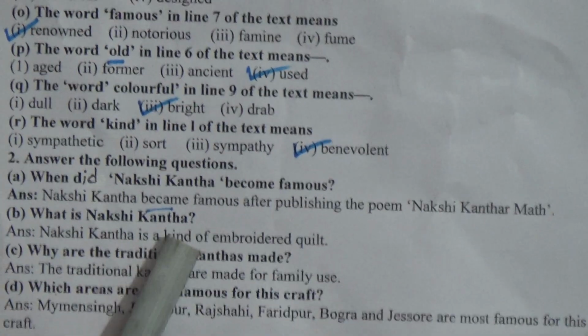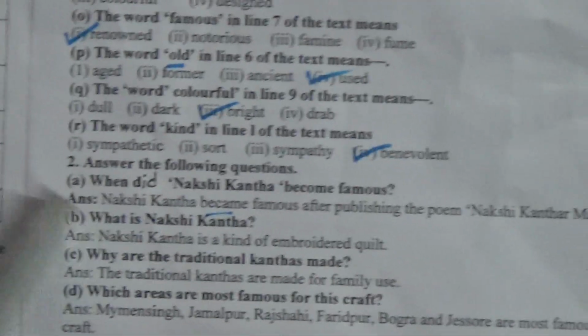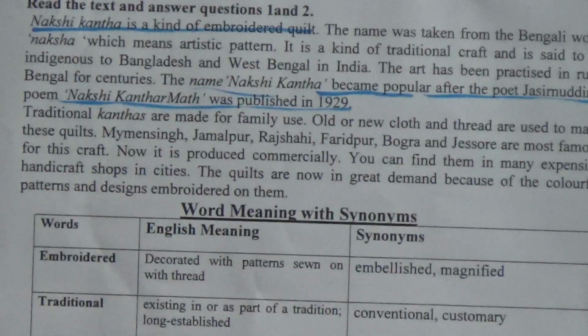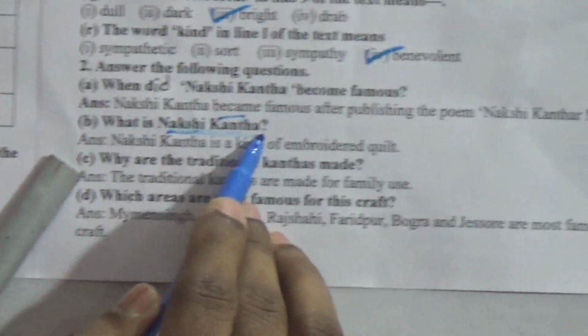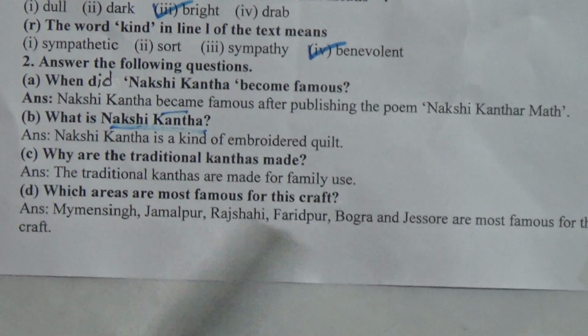So what is Nakshikantha? So you can see the passage is given. Nakshikantha is a kind of embroidered quilt. So what is Nakshikantha? The subject, we have to take the first subject, Nakshikantha, then verb. Nakshikantha is a kind of embroidered quilt.